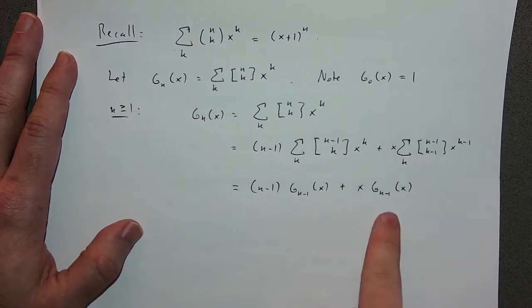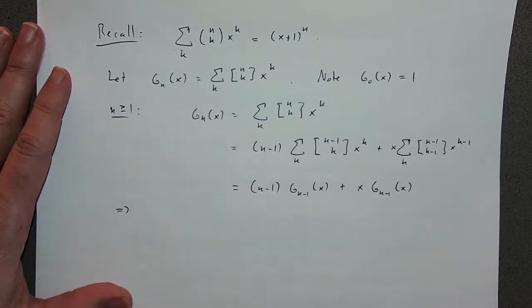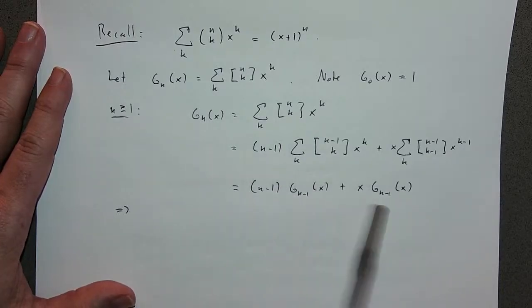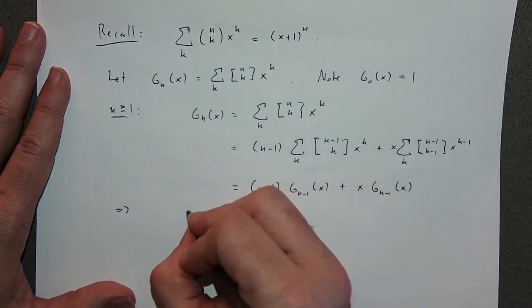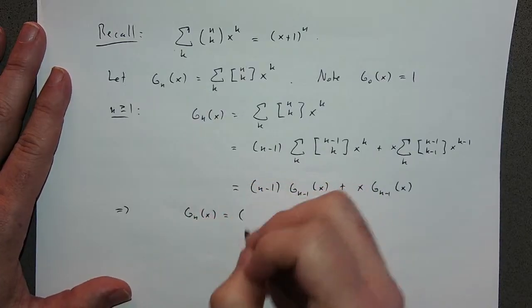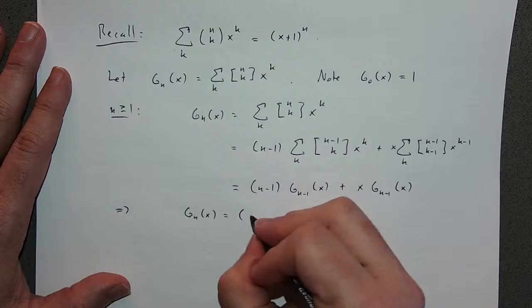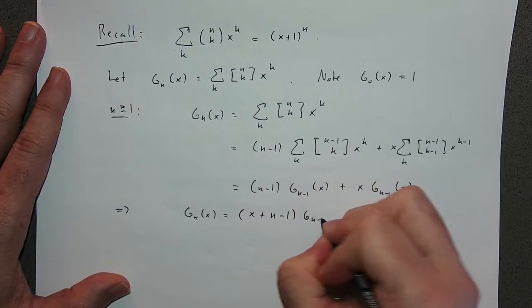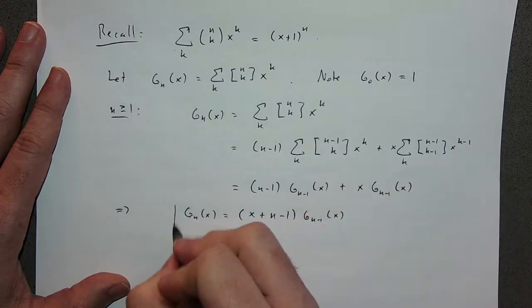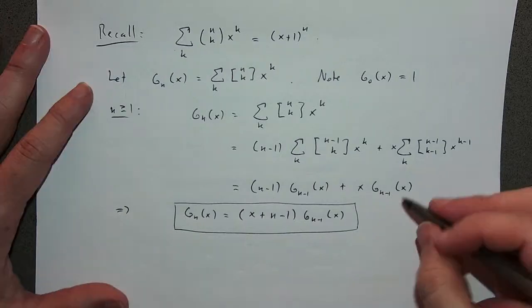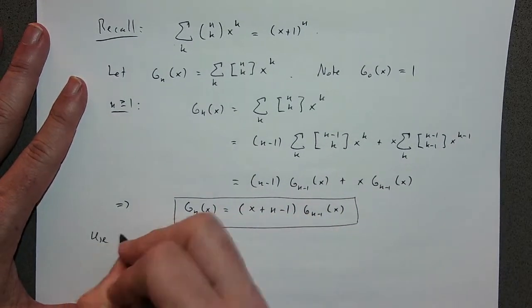And so, simplifying this by combining these two, this is saying that g sub n of x is equal to x plus n minus 1 times g sub n minus 1 of x. Okay. Now, here, use induction.